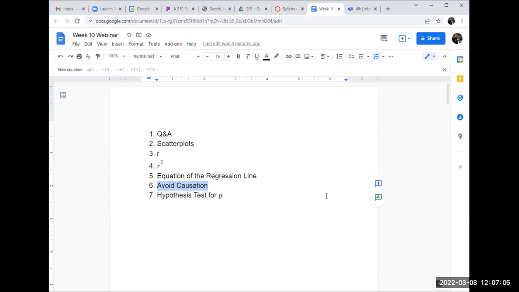And it's a very common mistake. I hear it all the time. It's the number one math mistake people make in the real world: causation. And we're going to find out that's not something you can do from math. Causation comes from other subjects, not math.